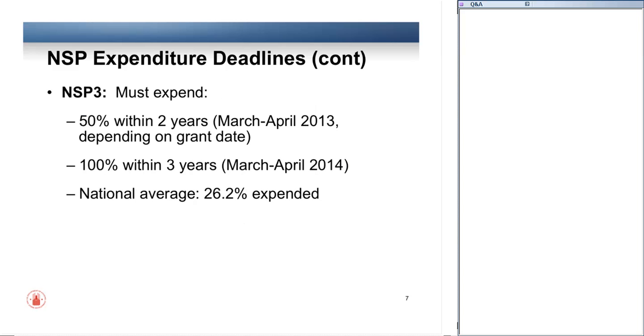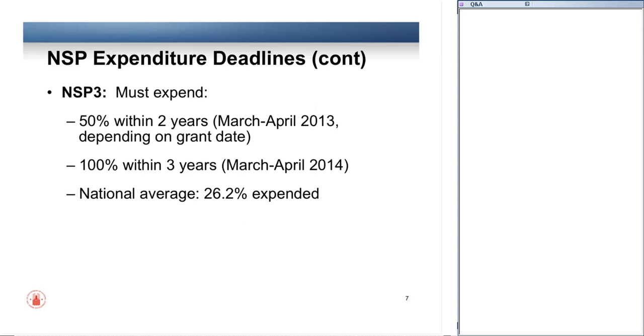NSP3 has 2 deadlines, and the first one is quickly upon us here. Again, March and April of this year, depending on your grant date, you need to expend 50% of your funds. And right now, we're at 26.2% expended. We've got a little work to go here, and I think we're all a little concerned about NSP3.